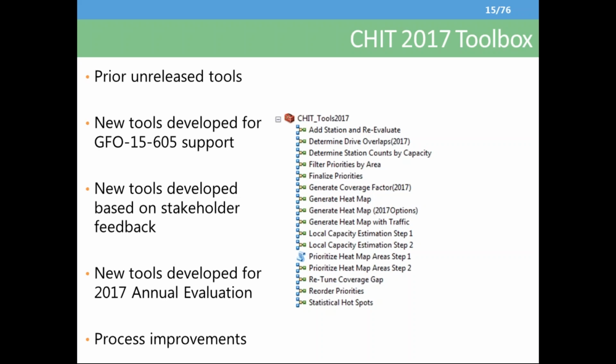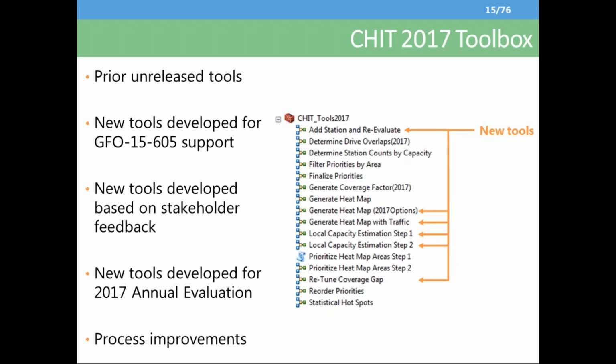So next, hit one. These are all of the completely new tools. You can see that some of these will be really helpful, like the add station and reevaluate. That's actually one that we created for GFO 15605 to quickly enable the kind of network effect, assessing the network effect of selected hydrogen station awards. The new generate heat map versions, we'll talk about those later. Those add in more data inputs that weren't available in 2015.